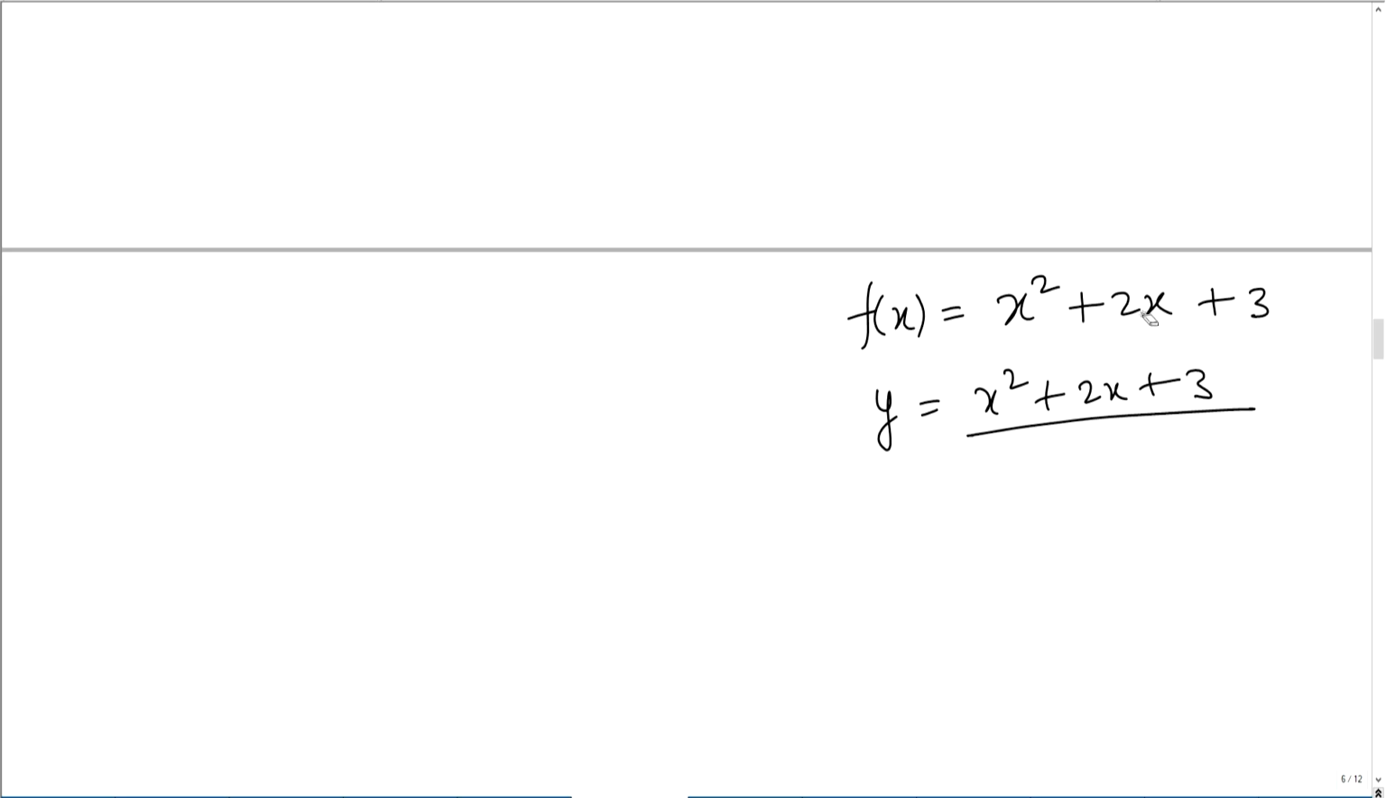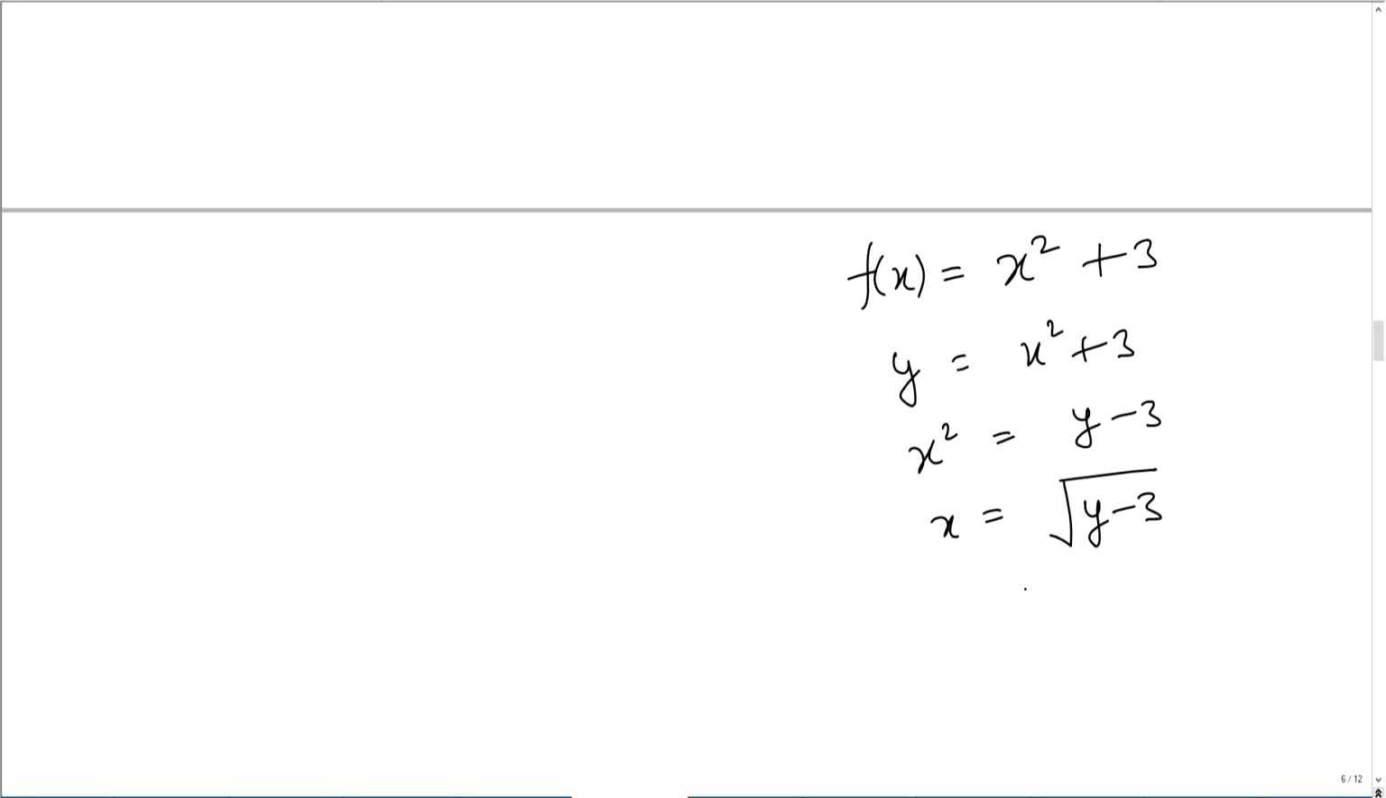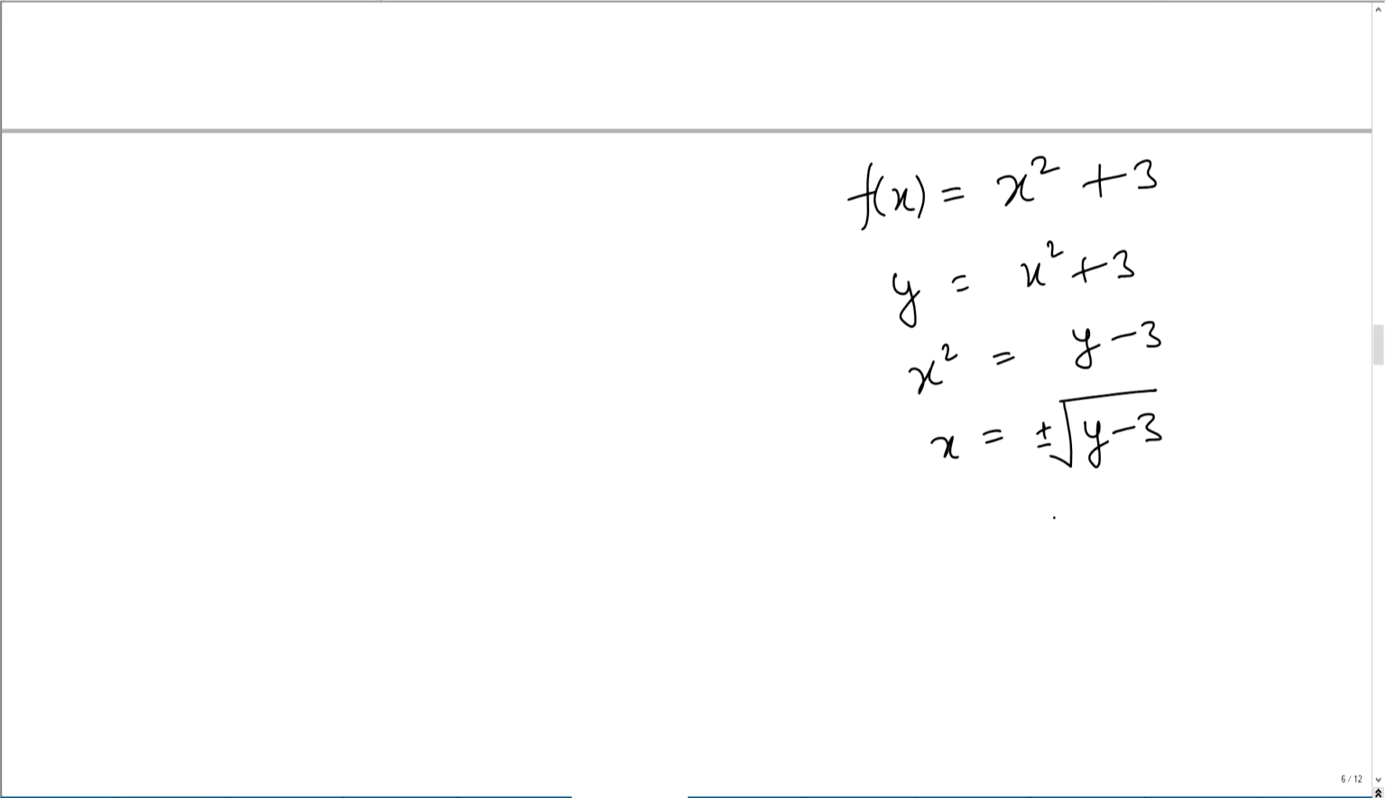Let us take a slightly simpler function just to begin with. You can take this example later on. Let's say it's x square plus 3. So y equals x square plus 3. Now you can try to solve it for x. X square would be y minus 3. X would be square root of y minus 3. This is how it will look like. And this thing can be both positive and negative. So x can take both positive as well as negative values, right?